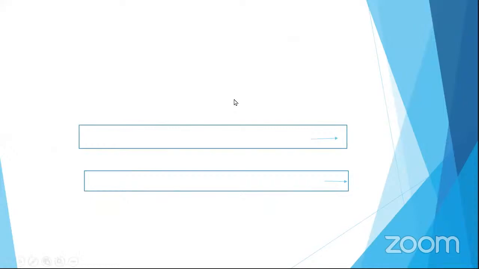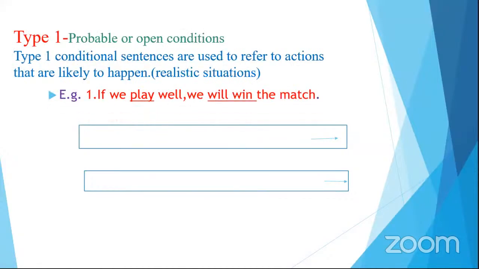Okay, dear students, we are going to talk about type 1. Look at type 1. So let me first explain what type 1 is all about. Usually we call type 1 conditional sentences probable or open conditions. Probable, let me explain further.